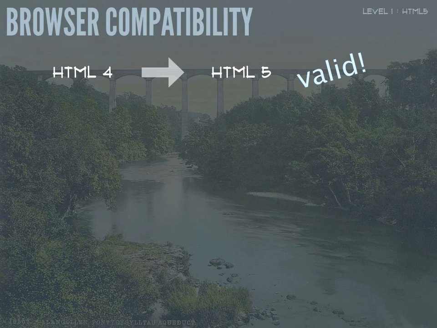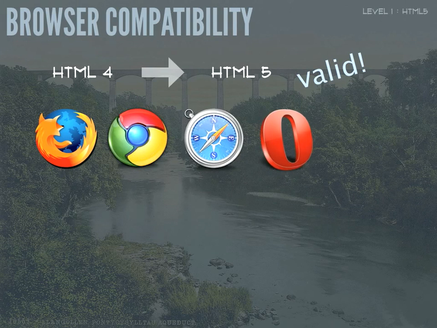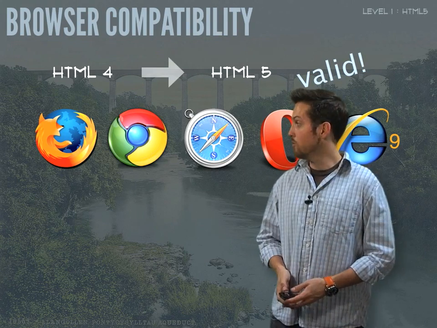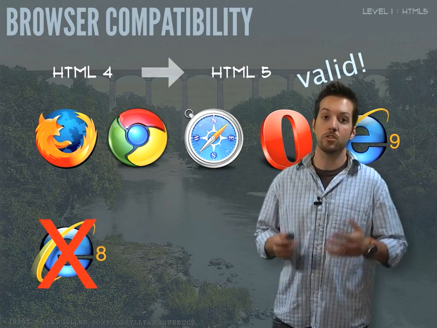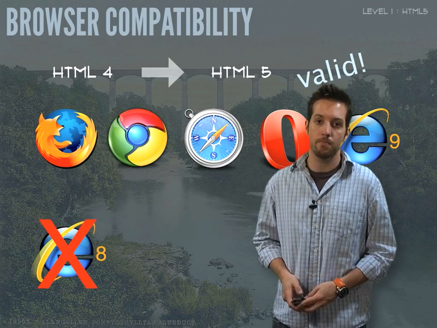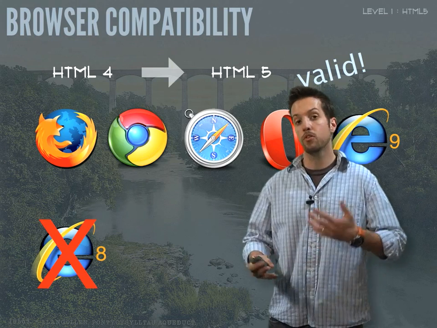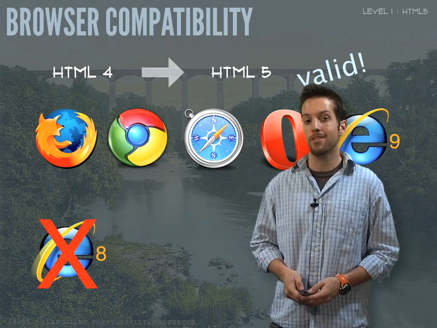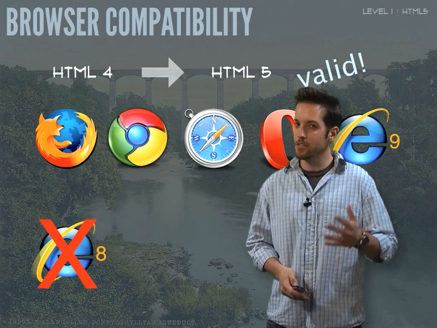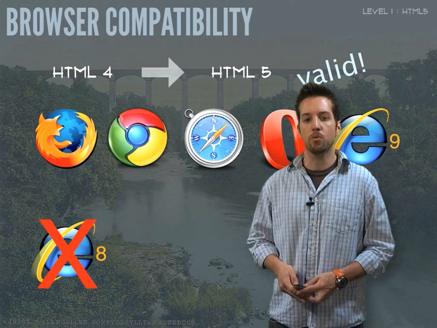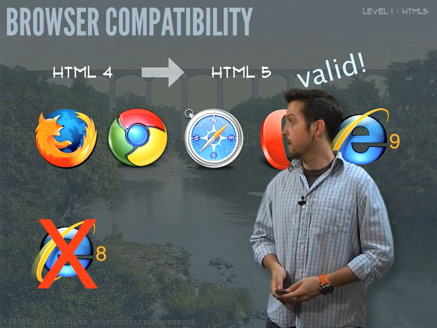How do we know which browsers support HTML5? Well, the big three already do, Firefox, Chrome, and Safari. Also, the latest versions of Opera and, believe it or not, Internet Explorer 9 supports HTML5. But alas, our old foe, Internet Explorer 8 and below, currently don't support HTML5. So what do we do? Well, depending on who your target market is and who you're building the site for, you might be able to get away with not supporting IE8 and below, but chances are you're probably going to have to support some of those earlier versions of the browser.